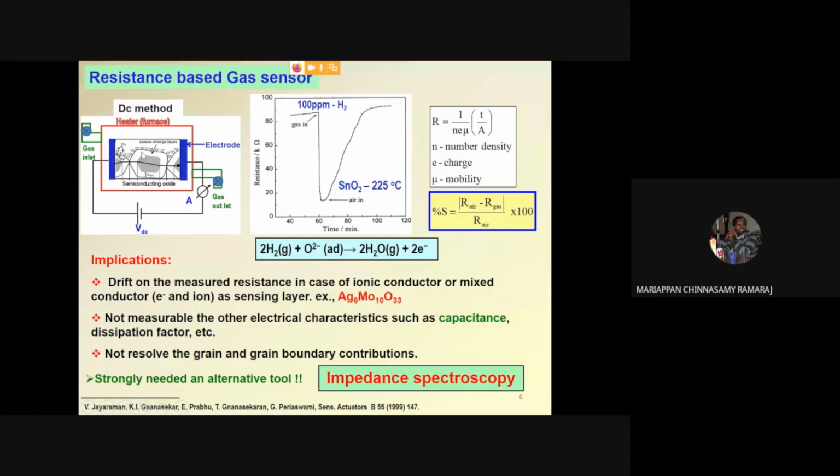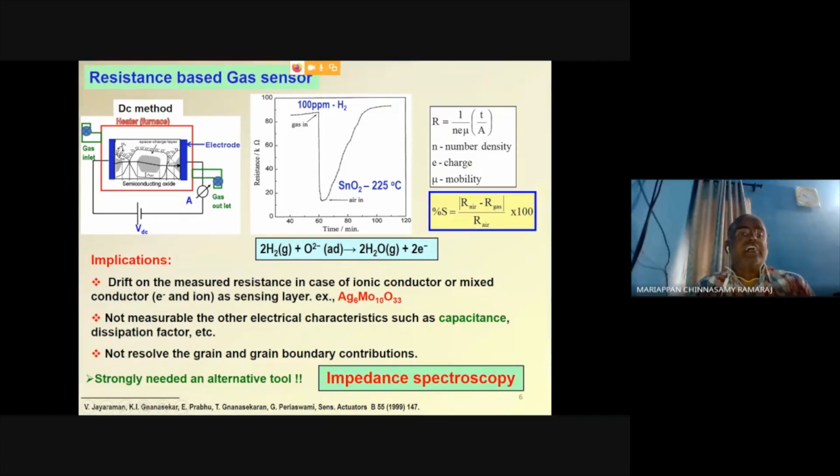That means an additional barrier forms. That is a grain boundary, and an additional barrier will form. This will be stable at a particular temperature and a particular atmosphere. That's why we have the constant resistance with respect to time.